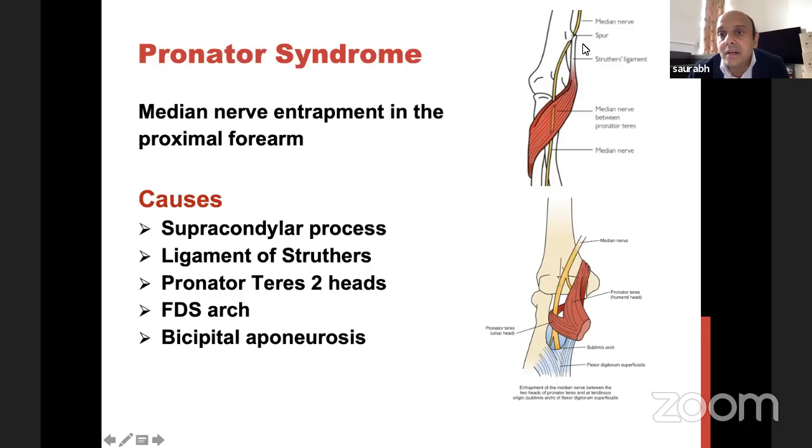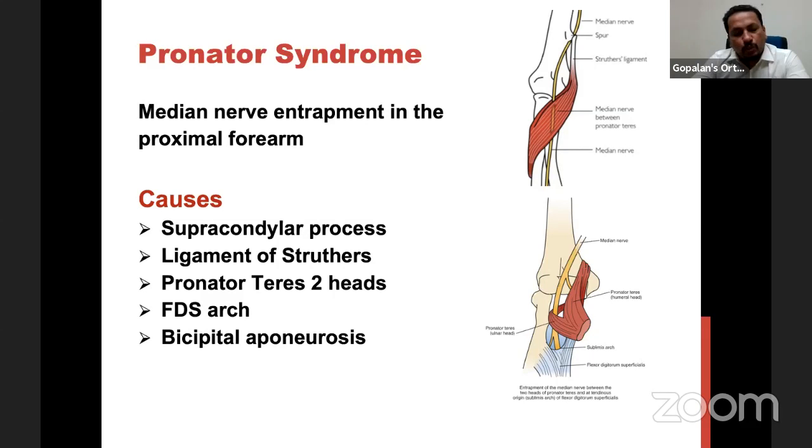Because we can see here, that's the supracondylar process. It's just a spur seen on an X-ray. The ligament will go from this spur to the medial epicondyle. So the median nerve will pass below this, as you can see there. The ulnar nerve is a posterior structure, so it shouldn't come in the way.